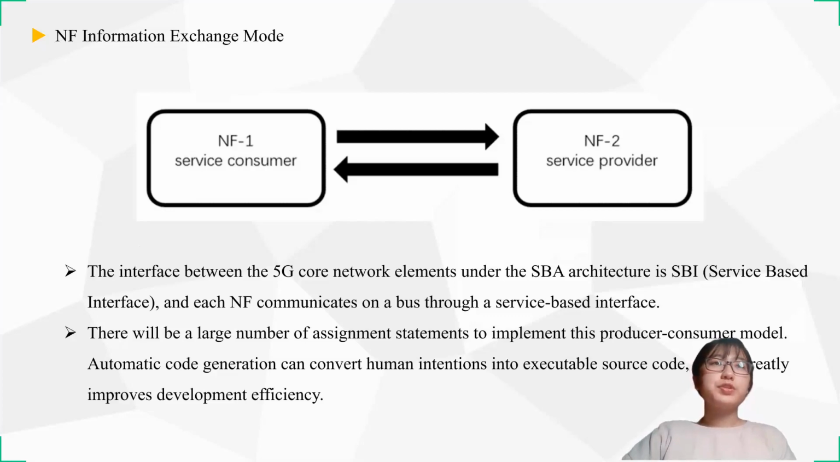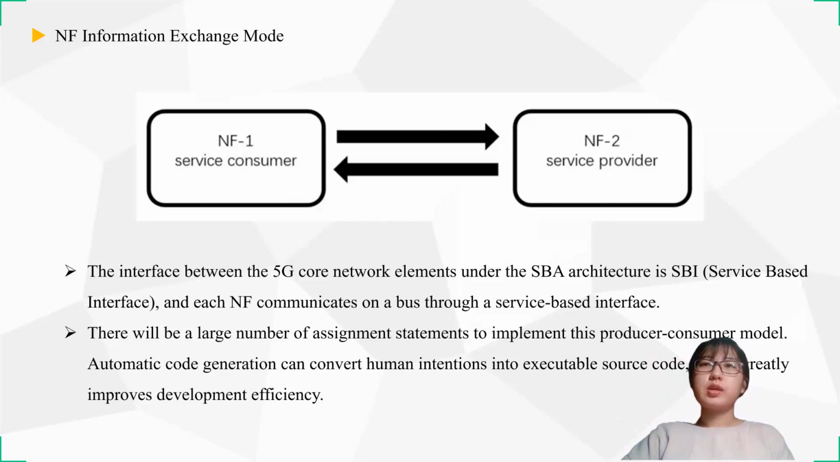The interface between the 5G core network elements under the SBA architecture is SBI, the service-based interface, and each network function communicates on a bus through a service-based interface. Each network service can provide services and initiate service call requests through SBI. If the request is authorized, the service can be accessed.